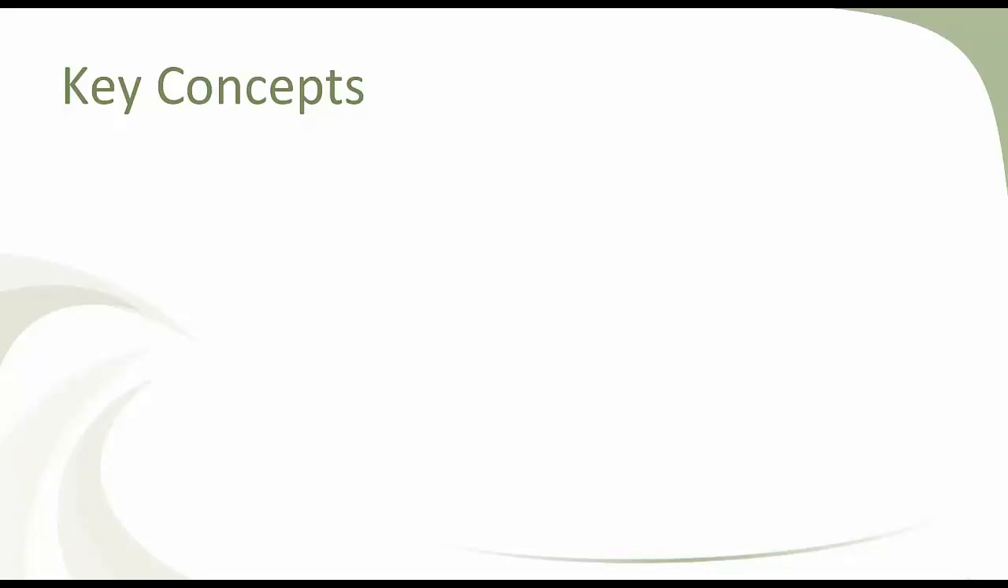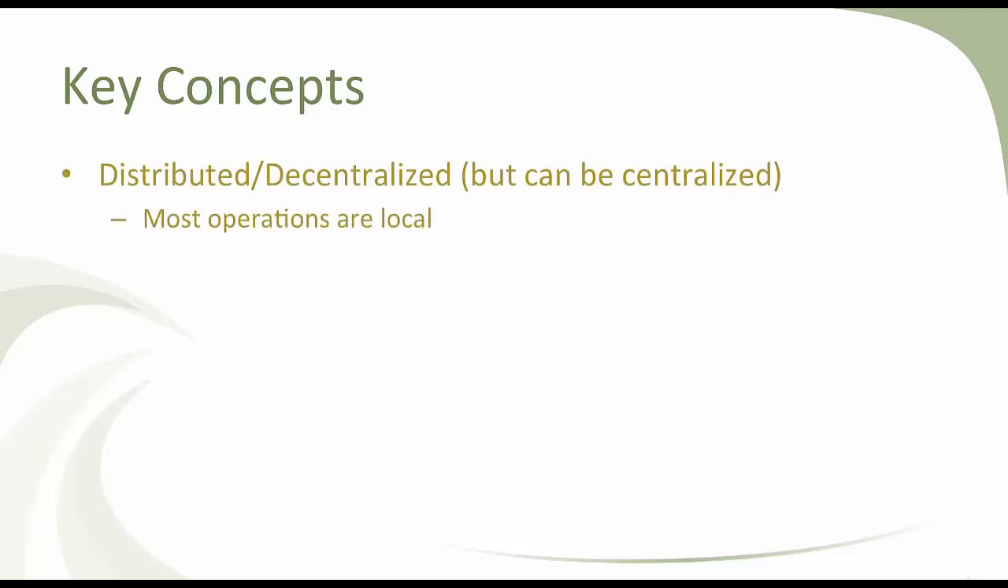Let's cover the key concepts that you'll need to know for this course. Git is a distributed and decentralized source control system. However, it can be centralized, it just doesn't force you to be centralized. Effectively, most of our operations are going to be local. The only time we need a network connection is when we're pushing our changes up to the remote repositories.